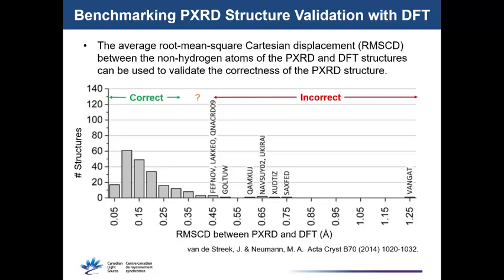And they corrected some of these structures. They actually determined what the correct structure was in some cases. In between, there's a bit of a gray area between 0.3 and 0.4, where you really need to look at the discrepancy and figure out what is the cause of it.